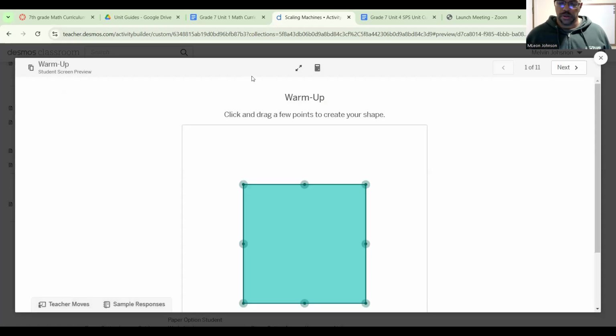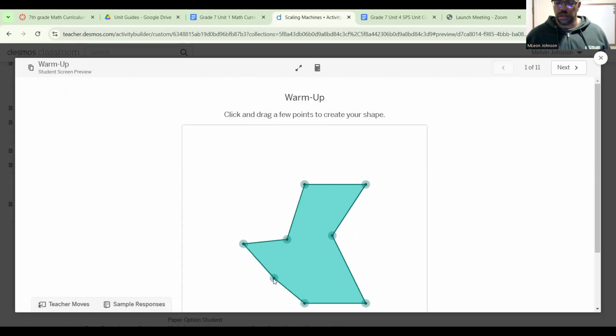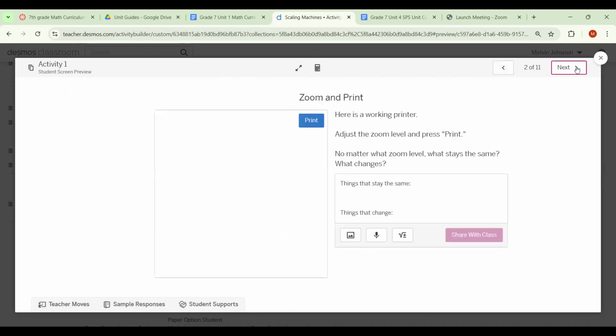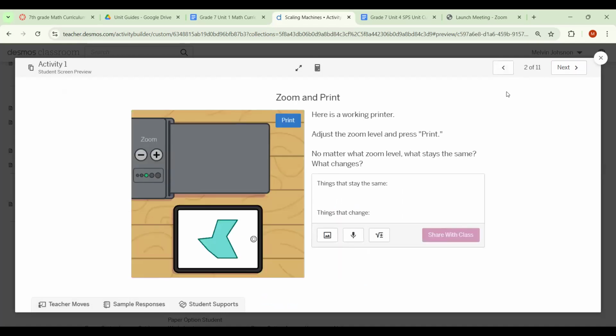The warm-up says, click and draw a few points or drag a few points to create your shape. So we're going to do this. And when you have your computer and you're able to do things, you can easily do this. All we're doing is just creating a shape. That's all. Nothing important, nothing really fancy or hard. So let's not get into our head. Let's go to the next one. So the next slide shows us what we drew.